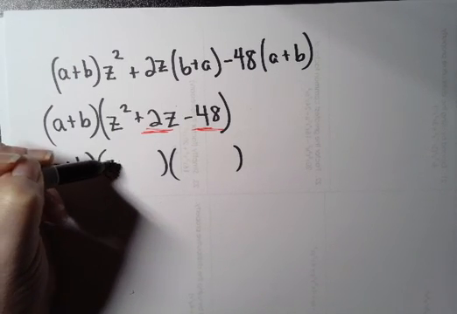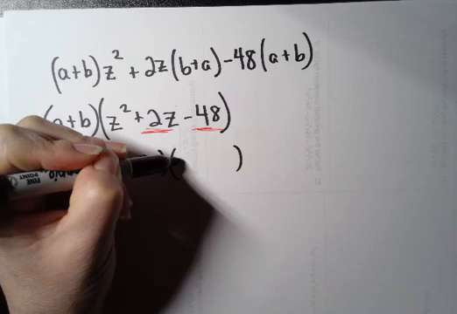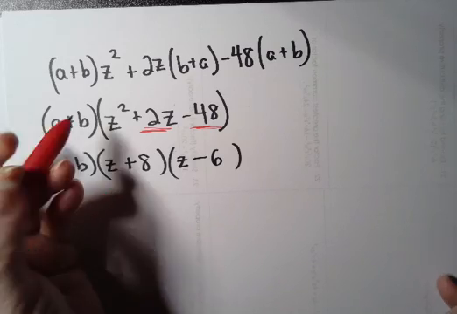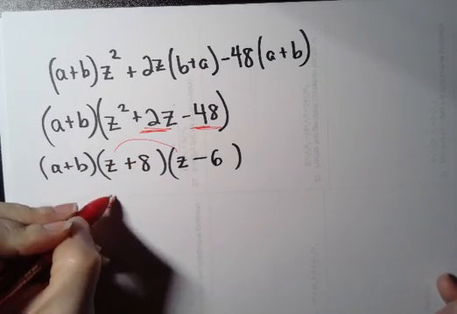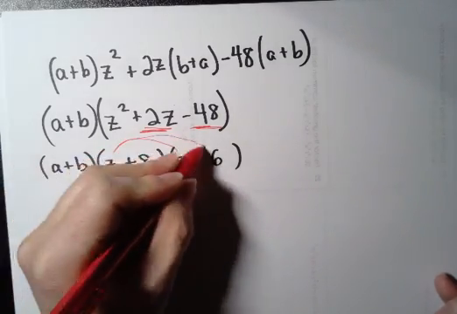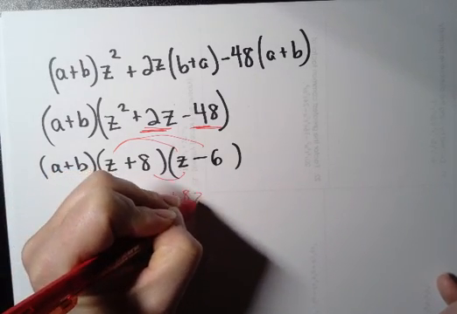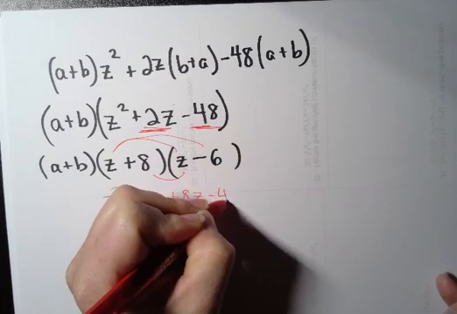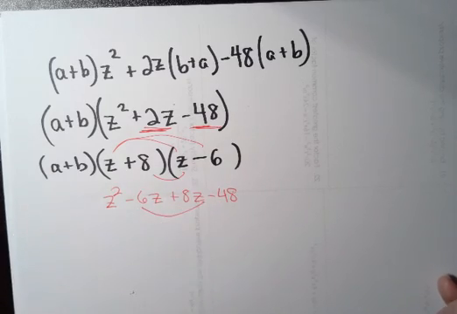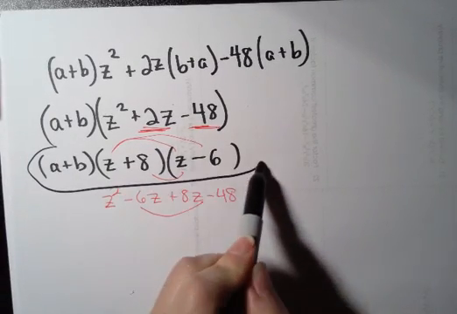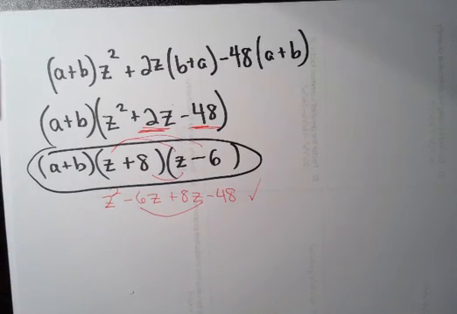So if I do z plus 8 and z minus 6, sometimes you have to do this by trial and error. If I distribute, I get z squared minus 6z plus 8z minus 48. And if I add the middle terms, I get positive 2z. So this does work. And so this is the factored form of that.